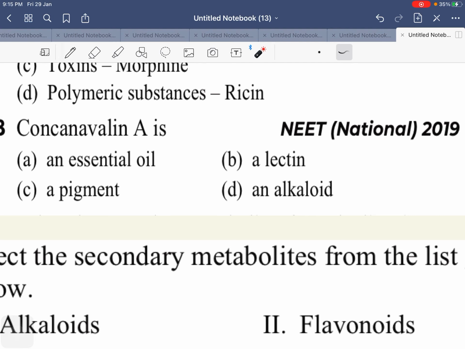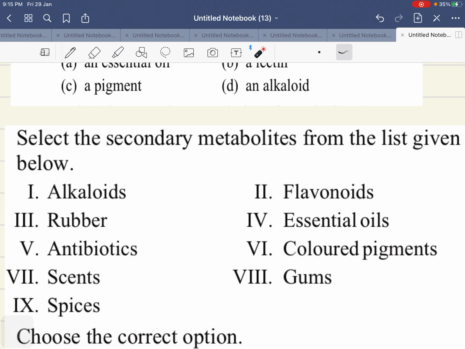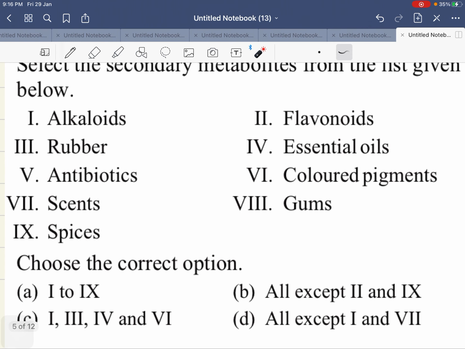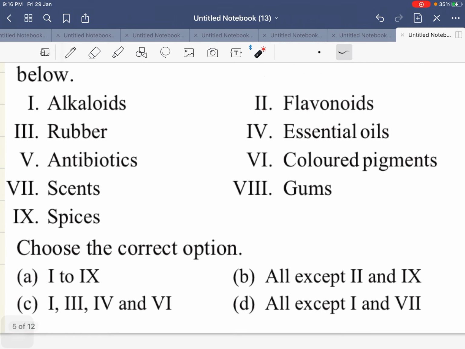Now if you do not solve MCQs, you will never understand which kind of questions can be asked of you. This will open your mind to which types of questions can be asked and how you have to solve them. Okay, the next question is: select the secondary metabolites from the list given below. Alkaloids, flavonoids, oils, rubber, antibiotics, spices, scents, gums, pigments. Can you see any primary metabolites here? No. So they are all secondary metabolites. Option A will be correct.